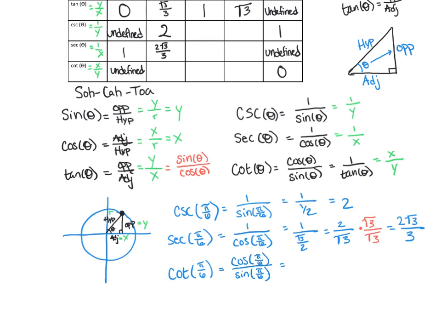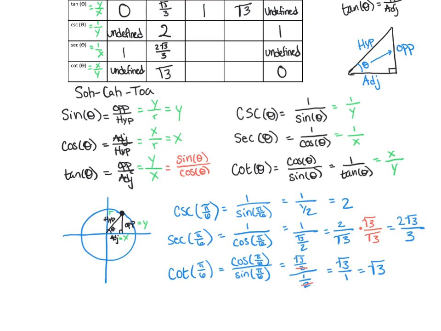So this is going to give us the square root of 3 over 2 divided by 1/2. And again, anything where the denominators of both of our fractions are the same and we're dividing them, we'll just cancel them out. We're going to be left with the square root of 3 over 1, or just the square root of 3. So we can say that cotangent of pi over 6 is the square root of 3.